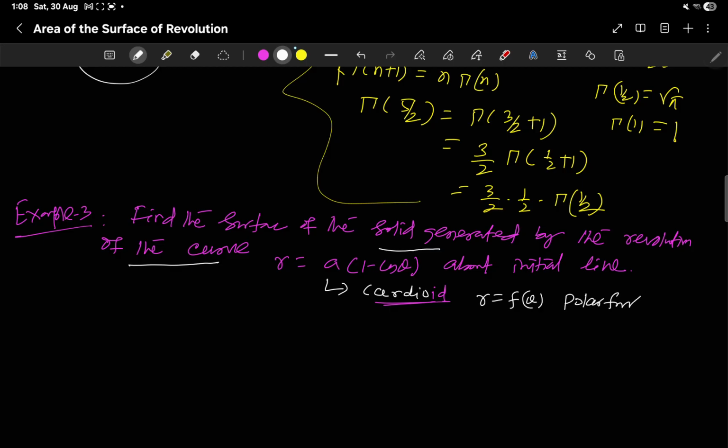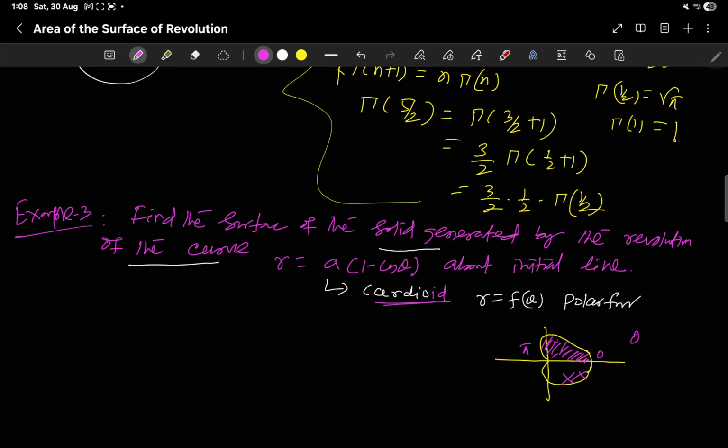But if you recall the curve here, the curve is like this. This is the shape of the cardioid. But we don't bother about the curve, we don't bother, but for the limit we need it. This revolution is enough to generate the solid here, and the limit will be from 0 to π.